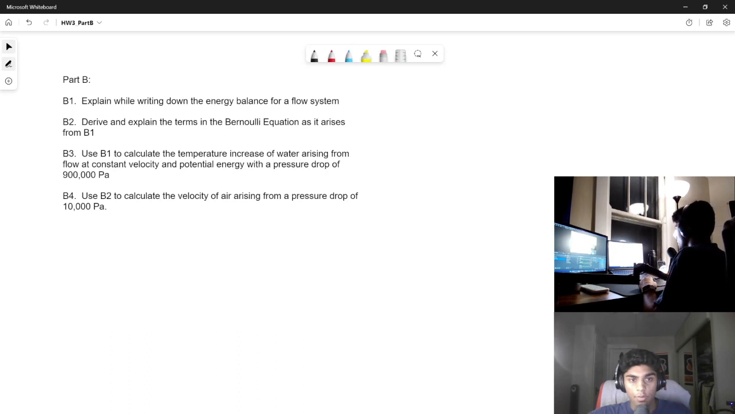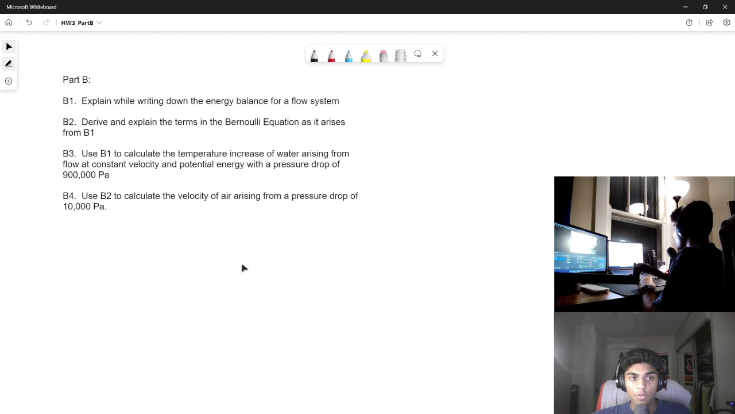So today we're going to be talking about a few things. First, we're going to explain while writing down the energy balance for a flow system. Then we're going to derive and explain the terms in the Bernoulli equation as it arises in part B1. Then we're going to use B1 to calculate the temperature increase of water arising from flow at constant velocity and potential energy with a drop of 900,000 pascals.